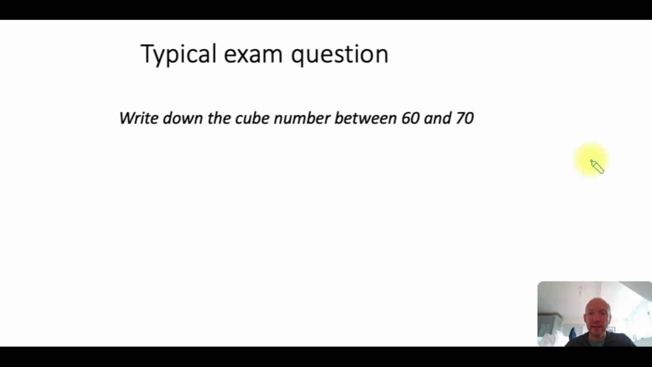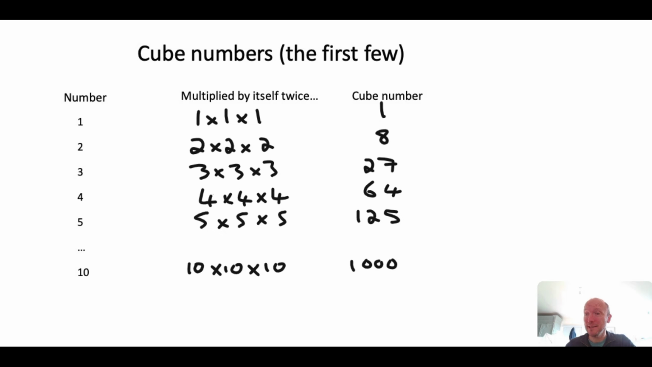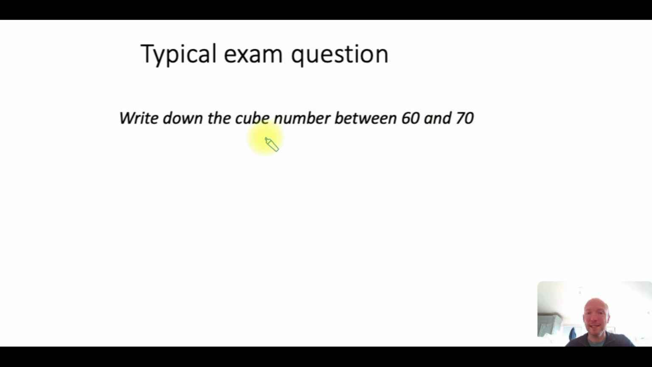Right, so a couple of questions here. The first one says, write down the cube number between 60 and 70. Again, there are a couple of possible ways of doing this. The best thing to do here is just know it. If you know, going back to our list, that 64 is a cube number, then writing down the cube number between 60 and 70 is trivial.